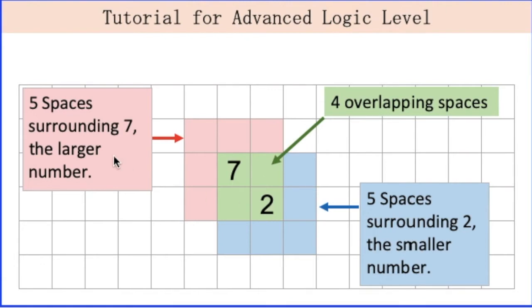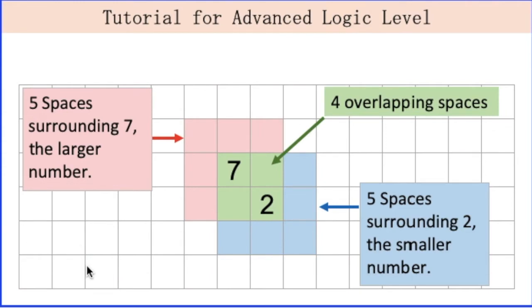Just to clarify, when you say surrounding the 7, surrounding is actually all of this. When I say surrounding the 2, surrounding actually means all of these. But when I say surrounding here, I'm just talking about these 5 and these 5. So first you need to identify those 3 areas whenever there's an overlap.